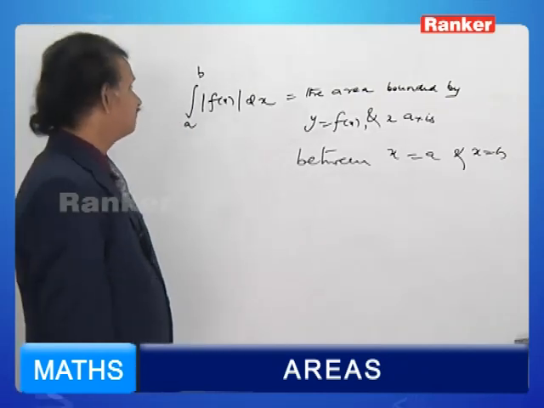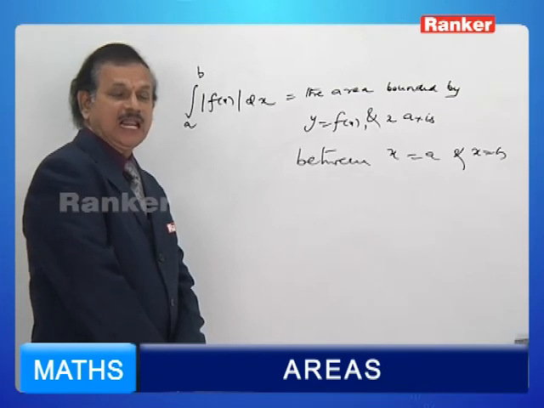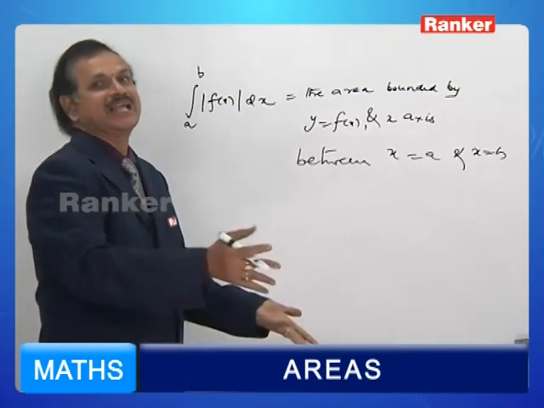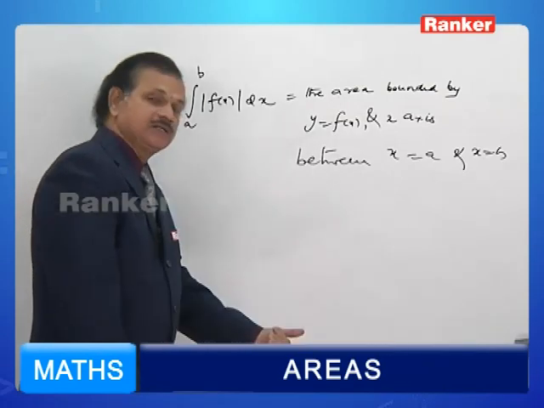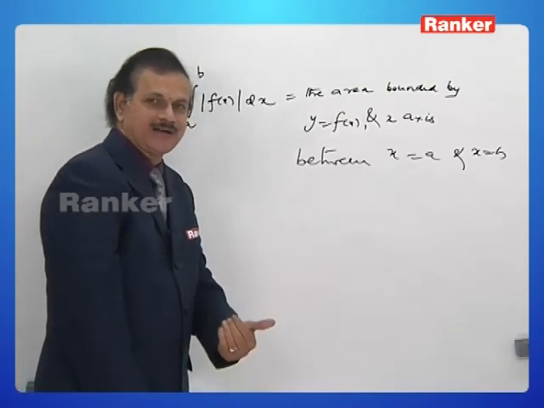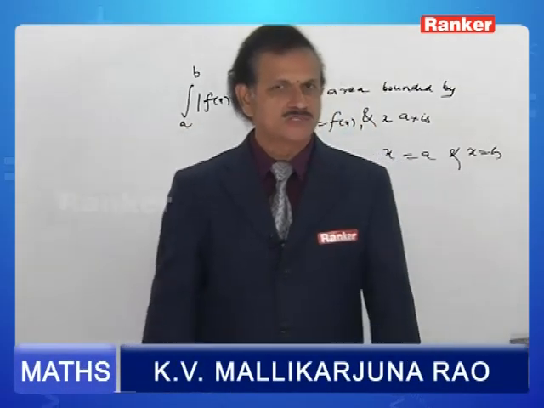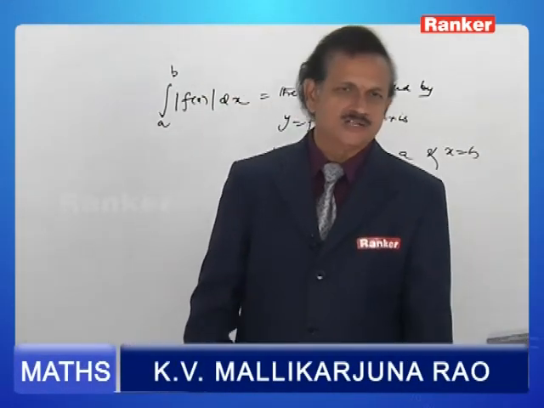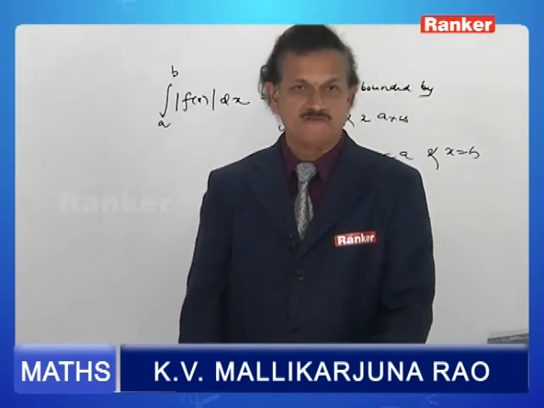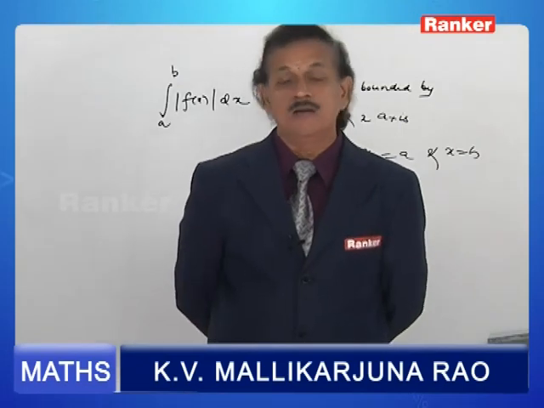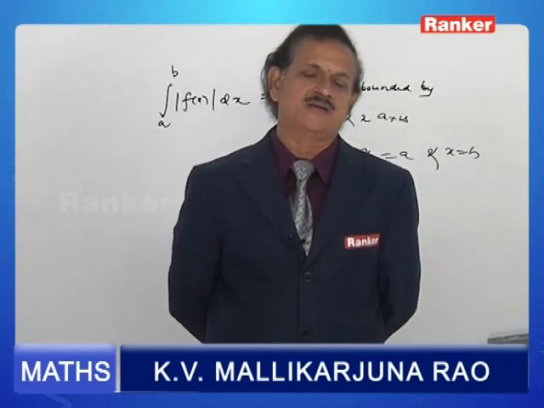So, if f of x lies in the positive region, that is above x-axis, we just take f of x, and if it lies in the fourth quadrant or in the third quadrant, that is below x-axis, then f of x is negative below x-axis, and in such a case we take minus f of x in that region. Why?